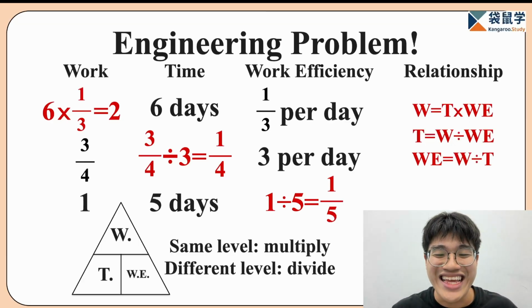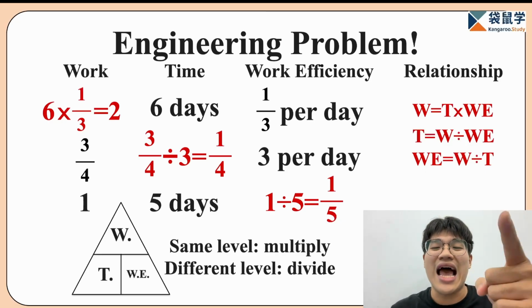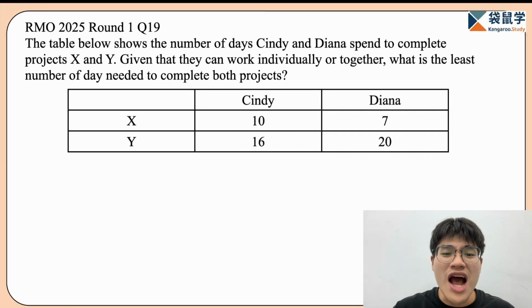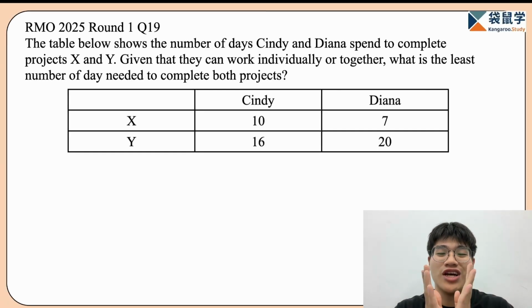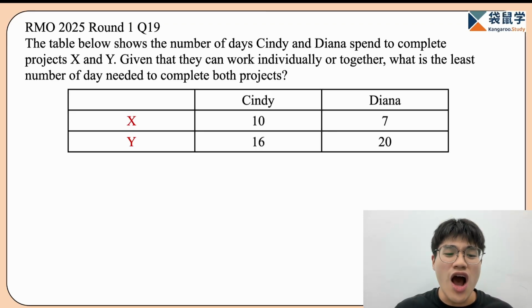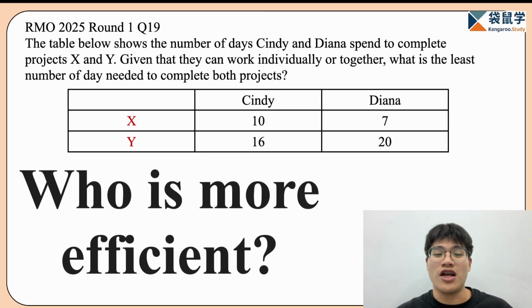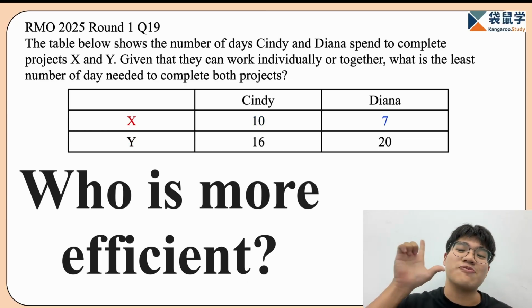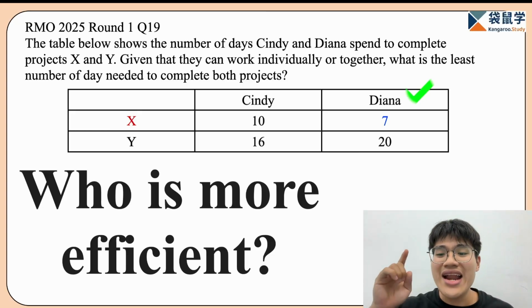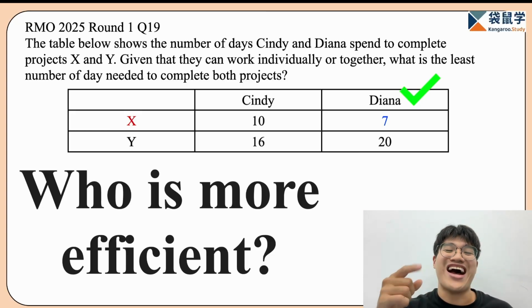Isn't that very easy? Now we know about the engineering problem. Let's get back to the question here. Now we know in this question there are two projects, Project X and Project Y. Now I want to know who is more efficient. Let's look at Project X first. We know that Cindy has to spend 10 days to finish Project X and Diana has to spend 7 days. So Diana is more efficient in Project X.